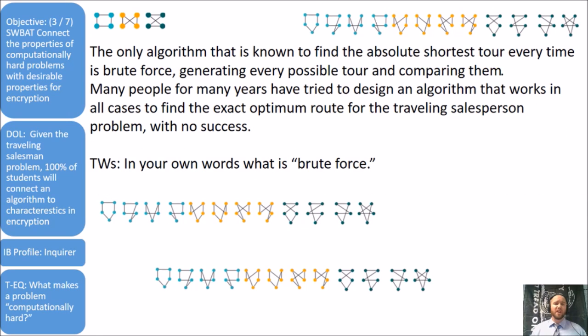The only algorithm that is known to find the absolute shortest tour every time is brute force, generating every possible tour and comparing them. Many people for many years have tried to design an algorithm that works in all cases to find the exact optimum route for the traveling salesman problem, with no success. So in your own words, what does brute force mean?